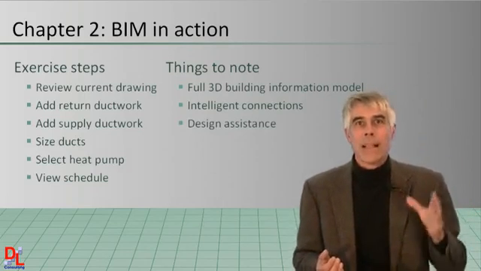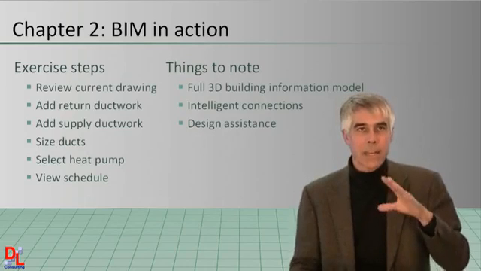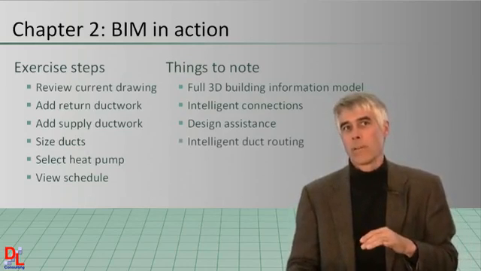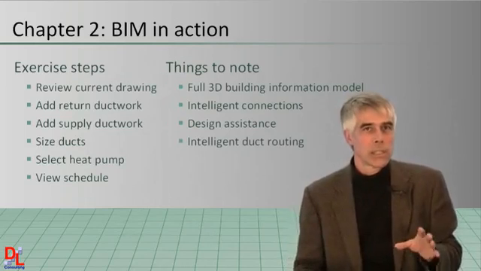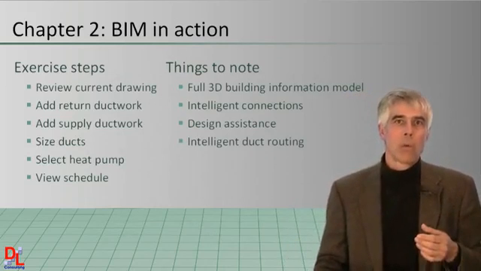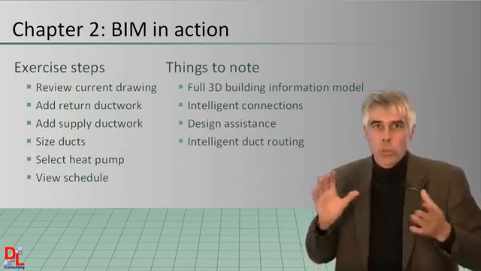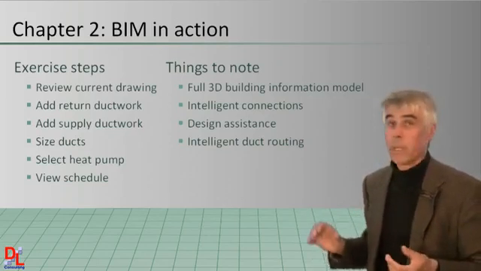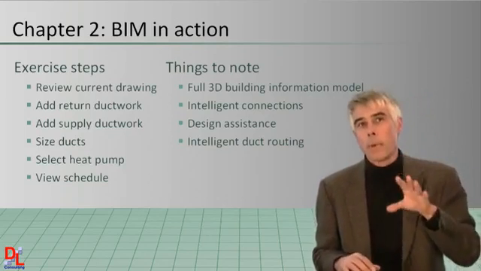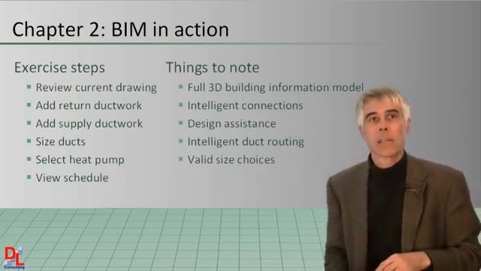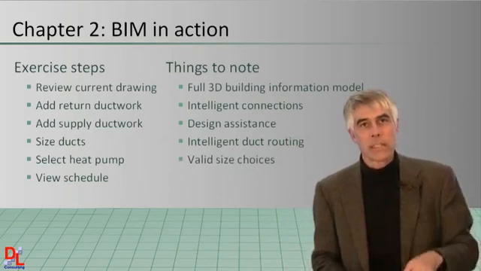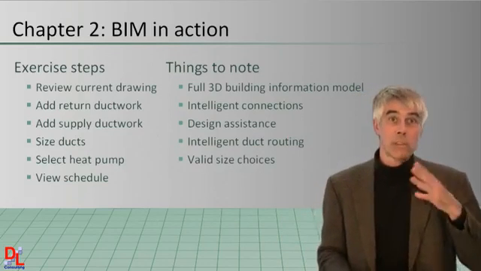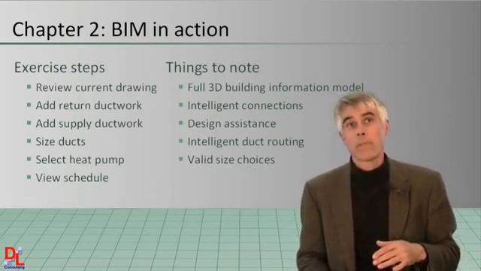Okay, next, whenever possible, the software provides design assistance by providing information and anticipating what I'm doing. This design intelligence extends to intelligent duct routing. The software understands ducts, the ways they might be routed, and what components, such as junctions and reducers, might be needed to complete a given routing. The model also has knowledge of valid size choices. So when sizing ducts, the software selects from a list of valid sizes that reflect what's available in the real world.